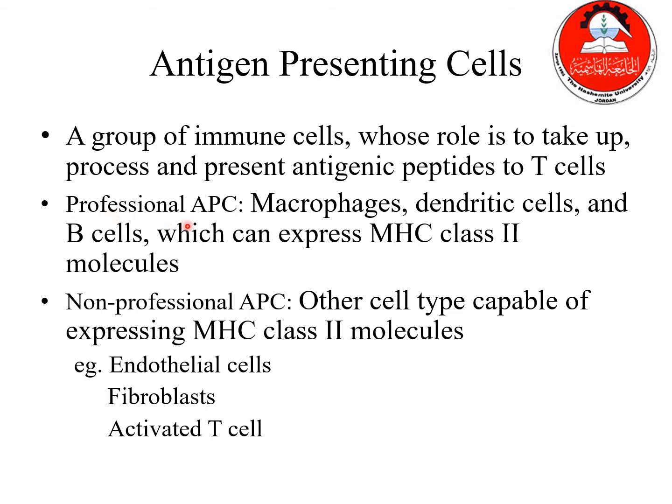We have professional antigen presenting cells and we have non-professional antigen presenting cells. Professional antigen presenting cells are the macrophages, dendritic cells, and the B cells, which can express MHC class II molecules. Non-professional antigen presenting cells are other cell types capable of expressing MHC class I molecule, or class II molecule, and the endothelial cells, the fibroblasts, and activated T cells.